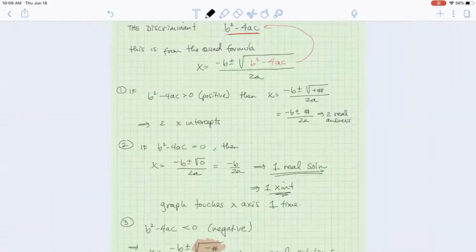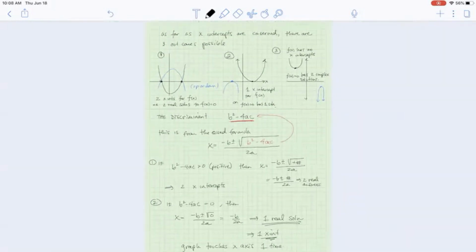And so all of these three scenarios, I don't know if I'm going to be able to fit this all on one page here, all of these three scenarios are then dictated completely by what's underneath the radical on the quadratic formula, this discriminant b squared minus 4ac.